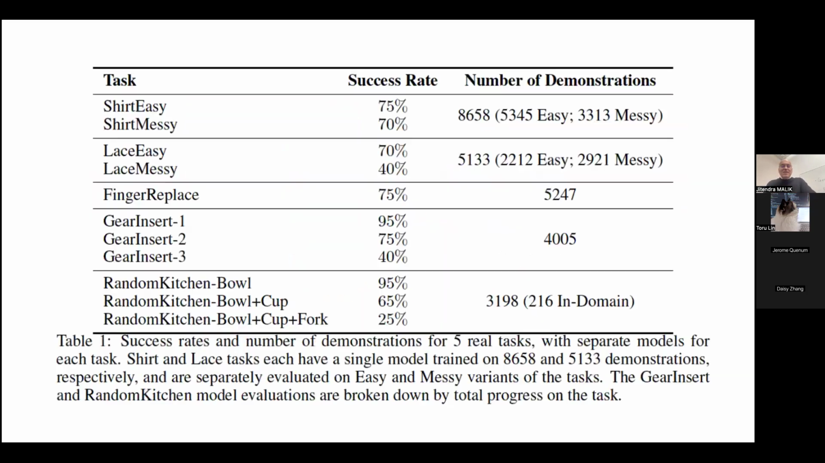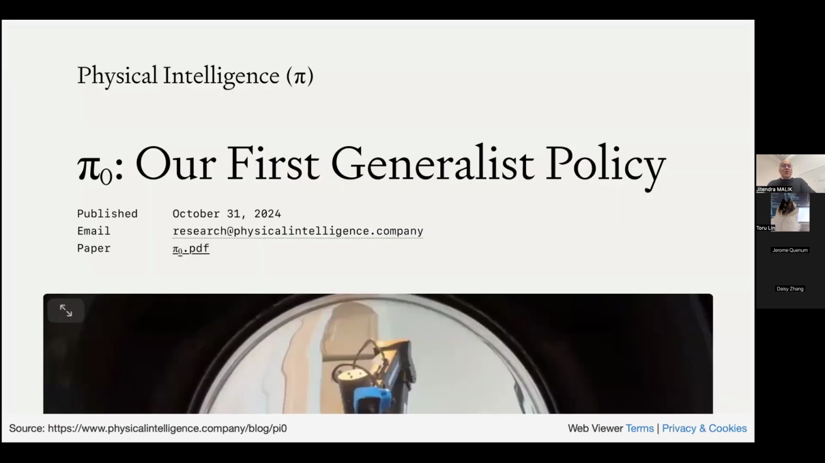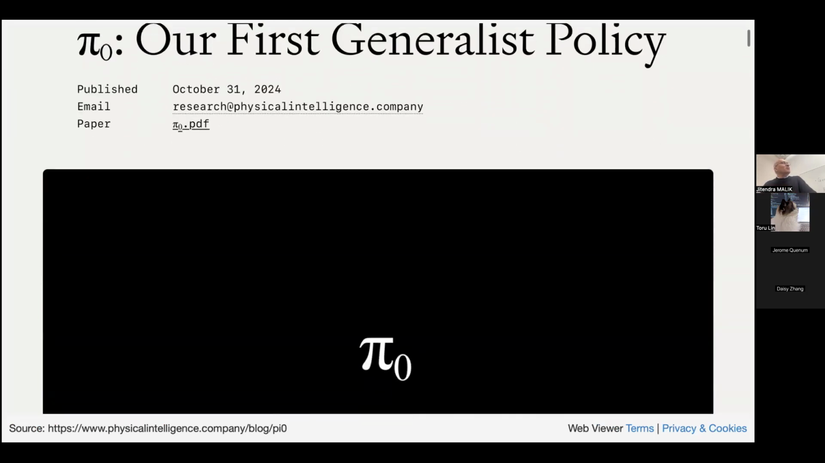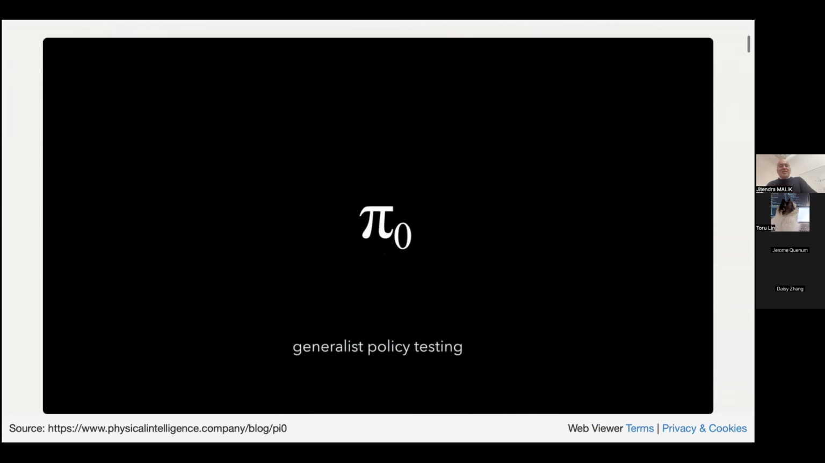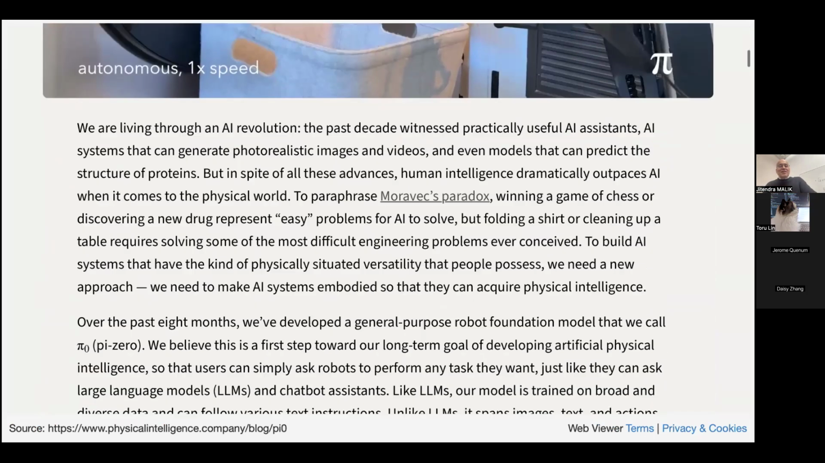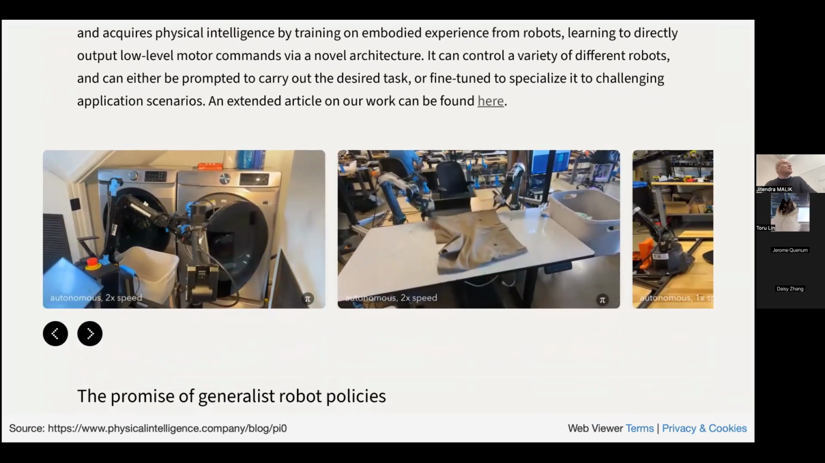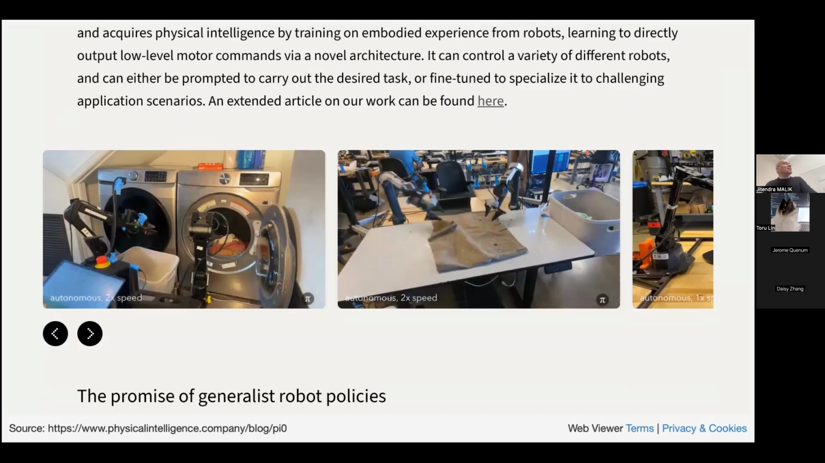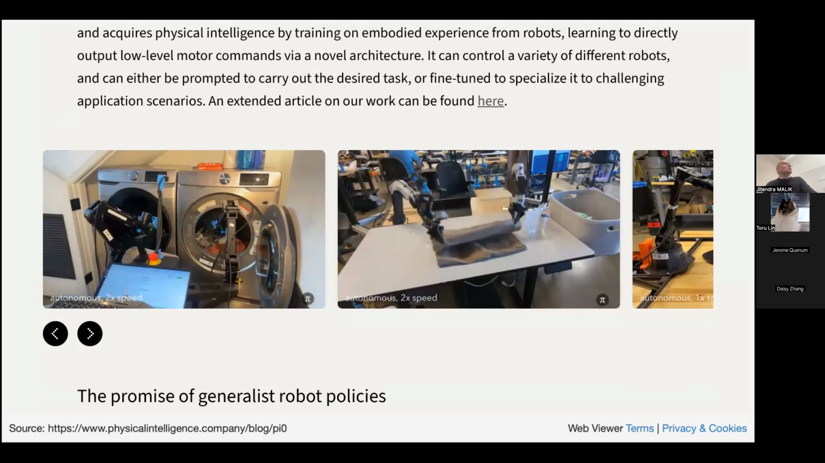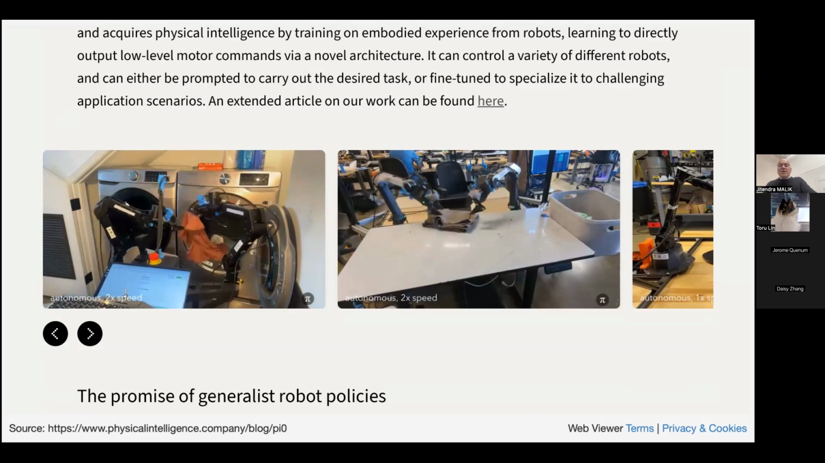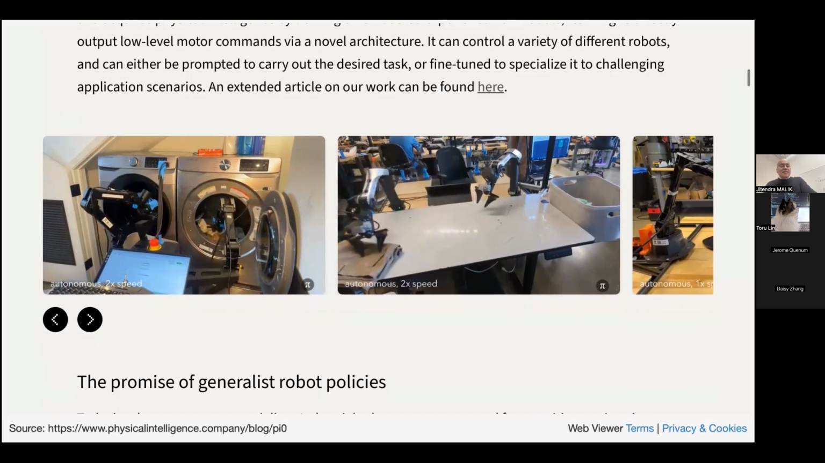Let me just show you the version from Physical Intelligence. So this is their first generalist policy, with a very catchy name, Pi0. And what do they show? They show things like this. Okay, so they pull some clothes out of a washing machine. They are folding. Let's see.